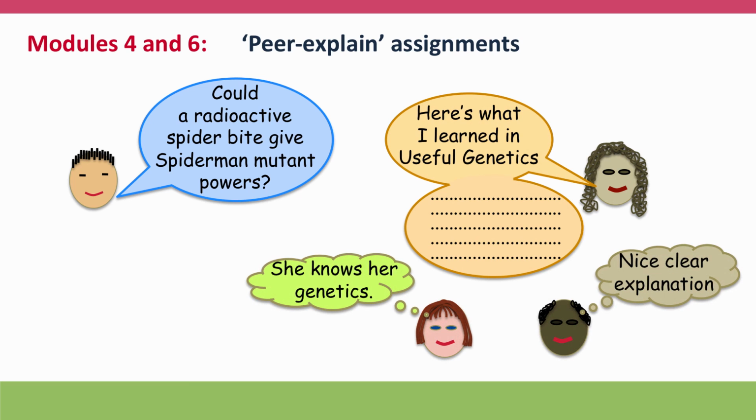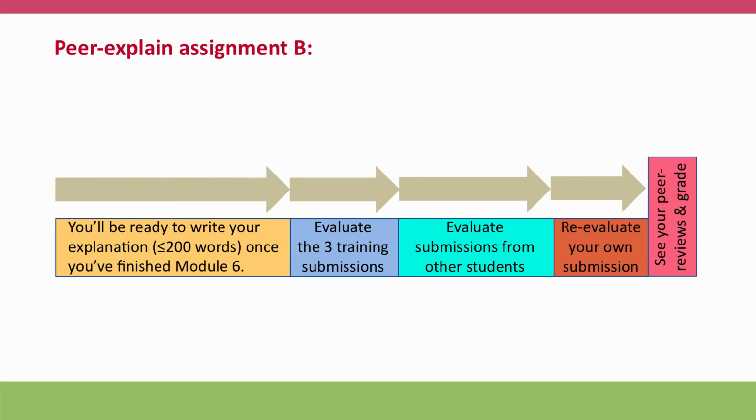And then your answer will be evaluated by your fellow students, and you will evaluate answers from other students. Finally, you'll evaluate your own assignment. So the first step is to write your explanation, which would be no more than 200 words, and you'll be ready to do this once you've finished Module 6. You then evaluate 3 training submissions that we've prepared, and then submissions from other students. You're required to do 3, but you can do more if you like. They're not very long, so it doesn't take much time.